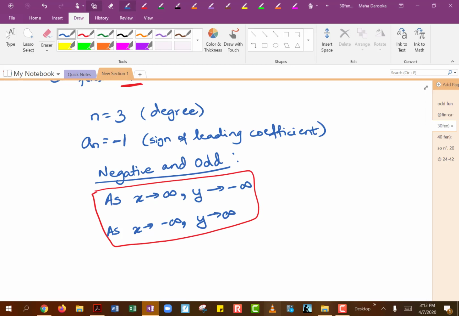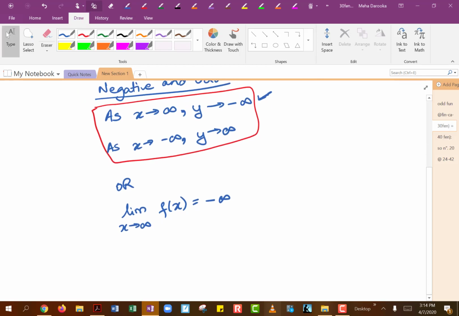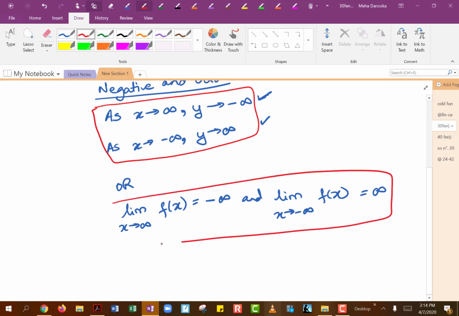The other way, you could write this as a limit, so you can say as x goes to positive infinity, f of x goes to negative infinity. So that's this first one here. We're just writing it as a limit. And we can say the limit as x goes to negative infinity, your f of x goes to positive infinity. So that's for this second one. So this is a second way of writing your answer.